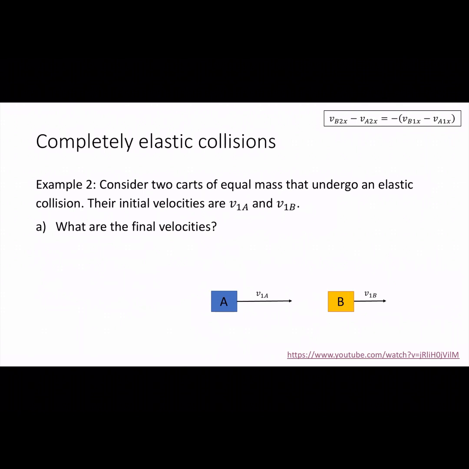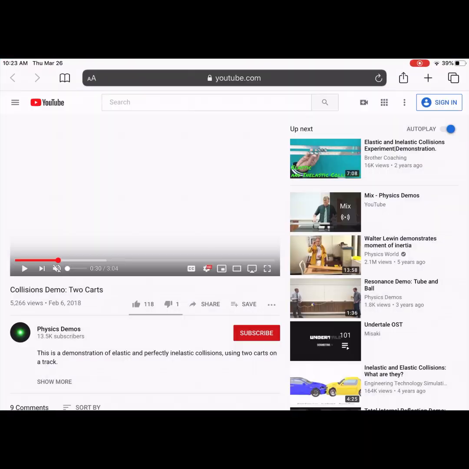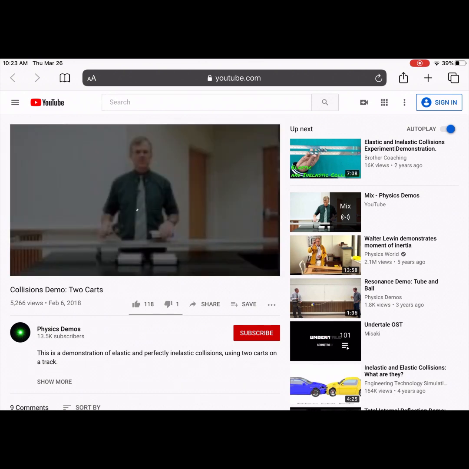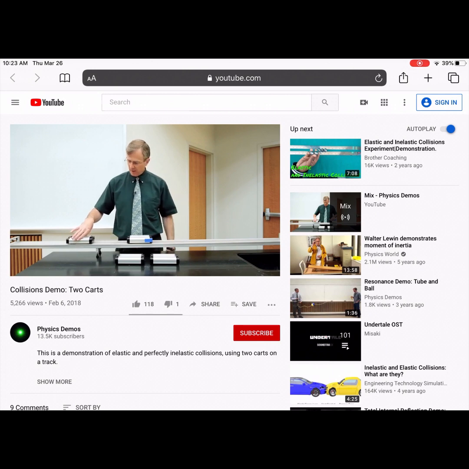So here we go. Imagine the following situation where two carts of equal mass undergo an elastic collision. So we have a quick little video on this. I'm going to go ahead and show you the video before you solve this problem. Sorry, I can't do the demos. Like you guys, I don't want to get sick. So this gentleman is going to do this with these carts. So it's an air track, and these carts have repulsive magnets on them. So whenever he pushes them off each other, they're going to undergo an elastic collision.